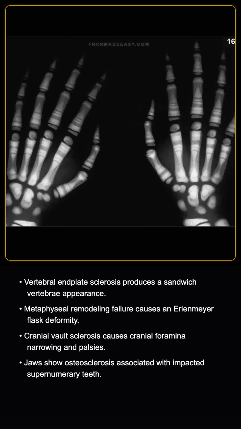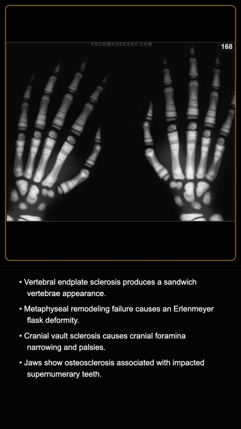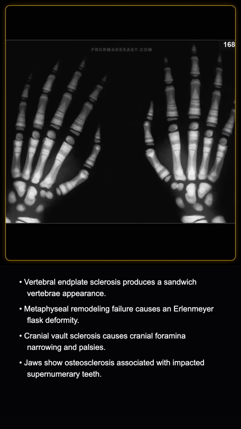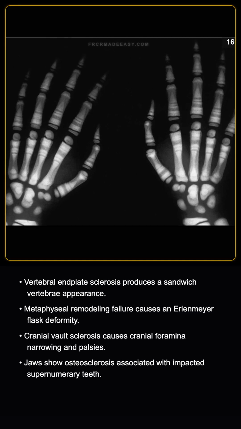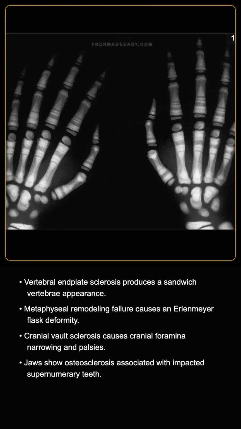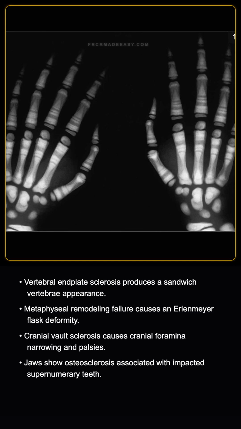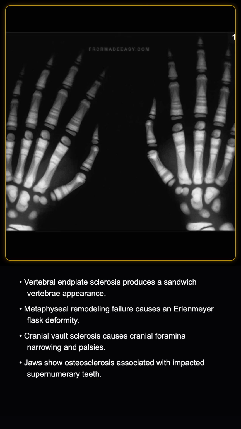In the spine, osteopetrosis classically causes dense bands of sclerosis at the superior and inferior end plates of the vertebral bodies, producing sandwich vertebrae. In the long bones, particularly the distal femur and proximal tibia, there is a failure of metaphyseal modeling, resulting in a widened Erlenmeyer flask deformity.